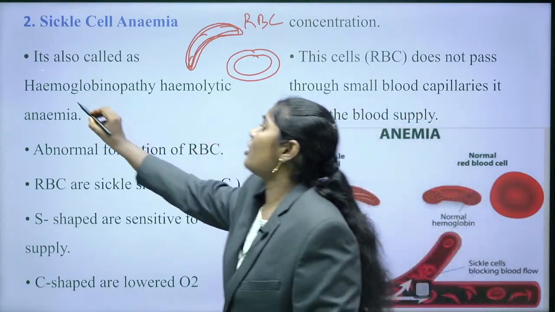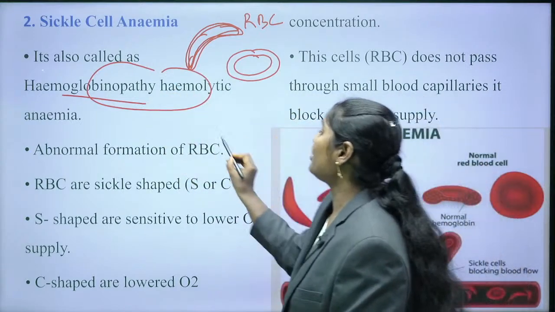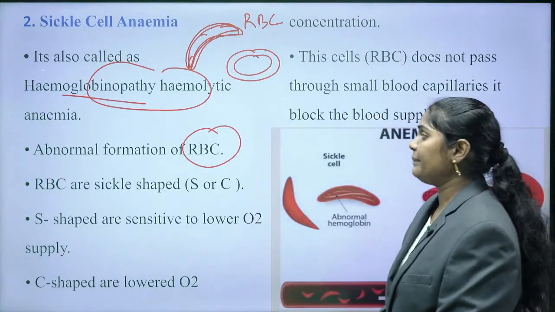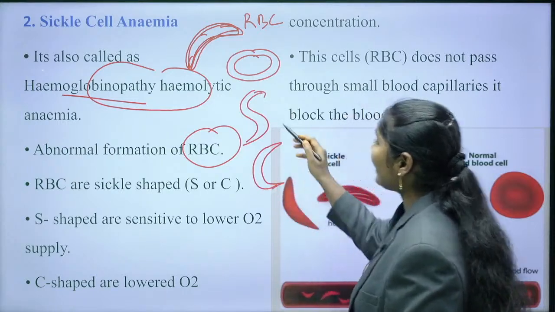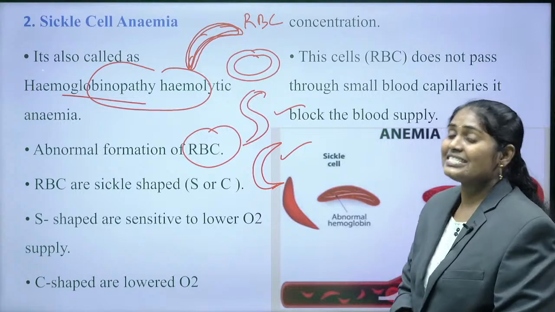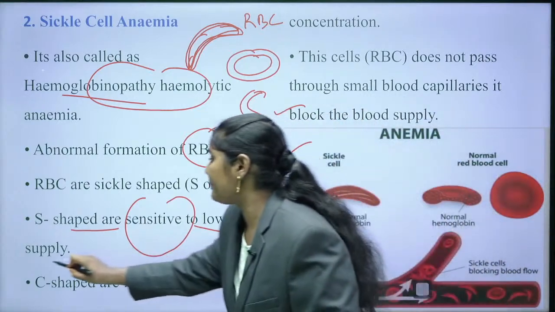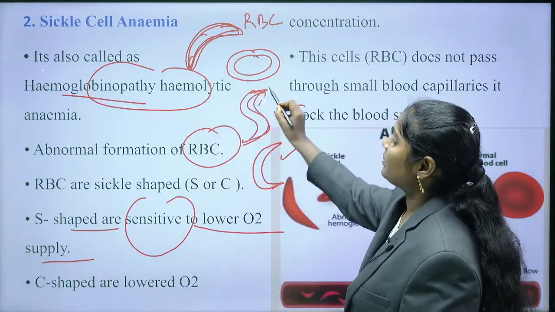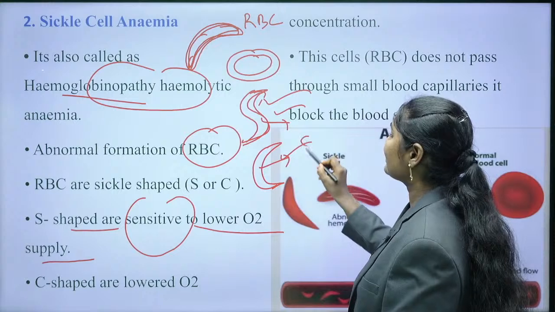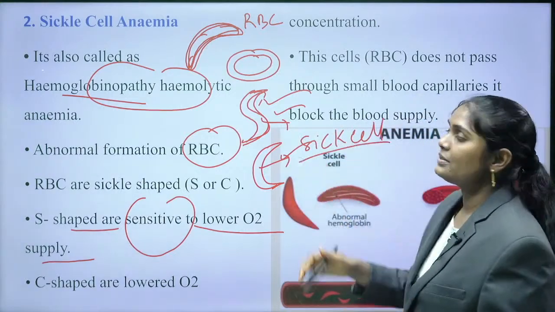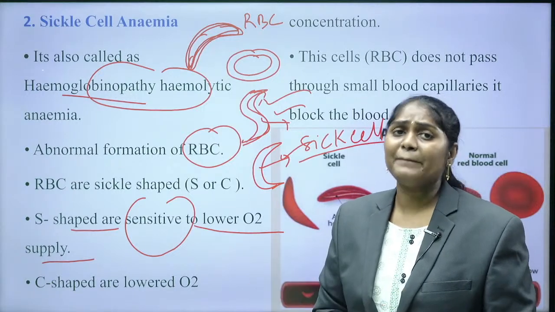It is also called hemoglobinopathy or hemolytic anemia. So there is abnormal formation of RBC. The RBC will be either S shaped or C shaped. That type of RBC is called sickle cell anemia. S shaped cells are sensitive to lower oxygen supply. You may ask, whatever it is, we have S or C shape, but these sickle cells are unable to supply the oxygen that is essential to your body. So it is not meeting the requirements.